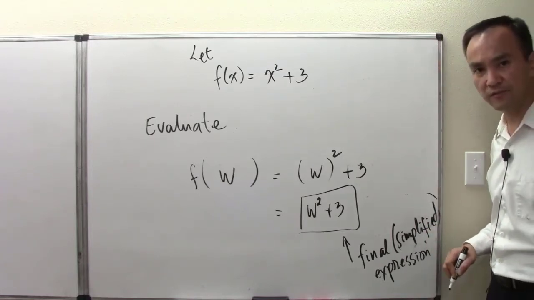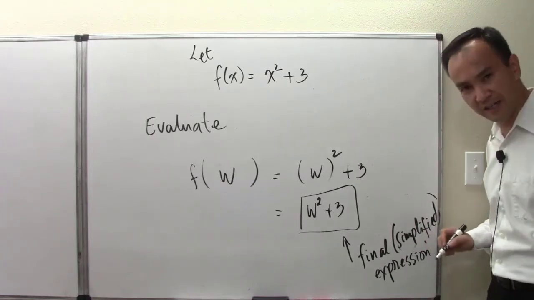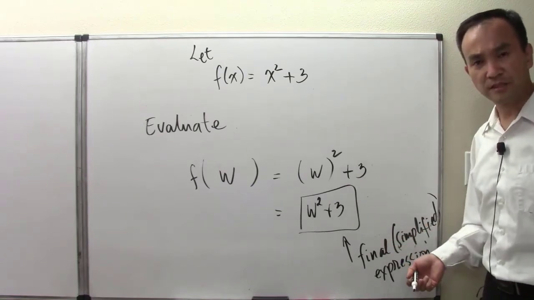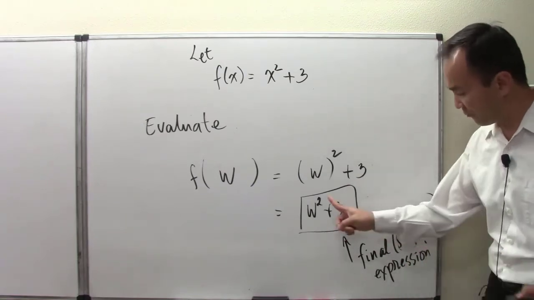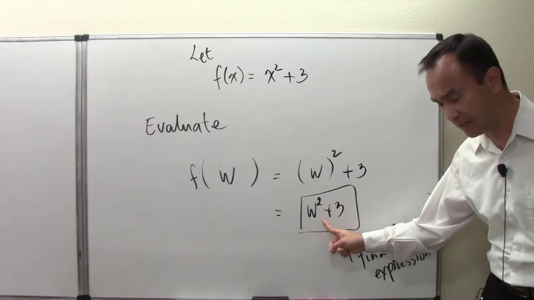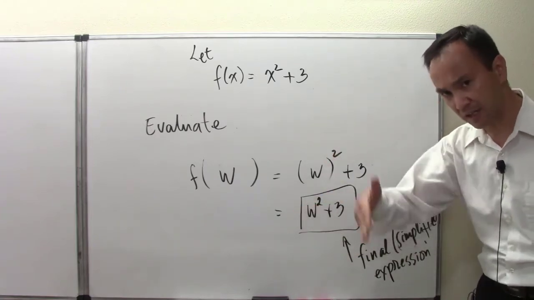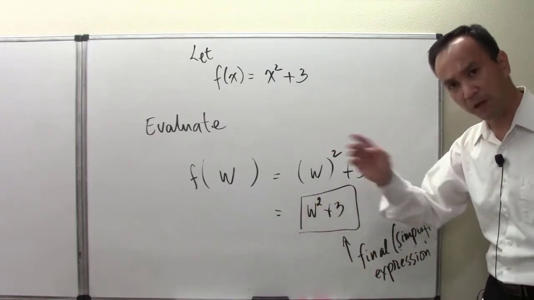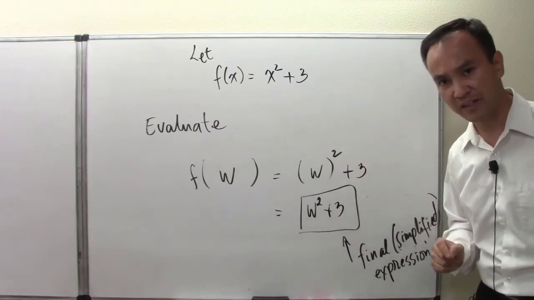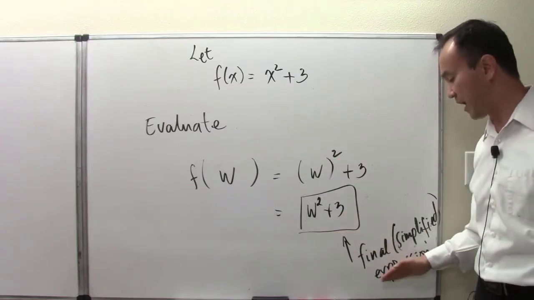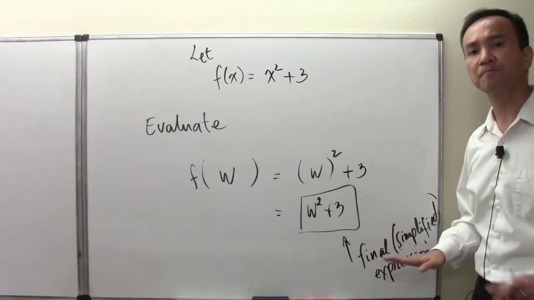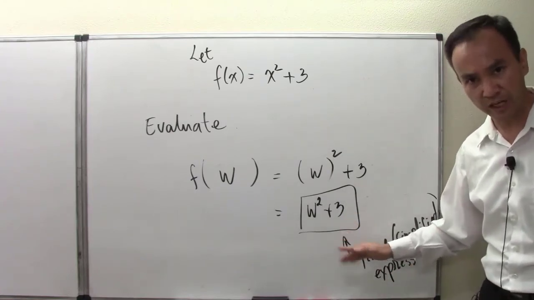So the final expression, but being simplified. That's all we can do, because we don't have numbers. If we had a value, if we had a number, then it's easy to square and get the perfect square of that number and then plus 3, and we will have a numerical answer. But here we're ending up with a final simplified expression. That's all we can do, and that's the best we can go.